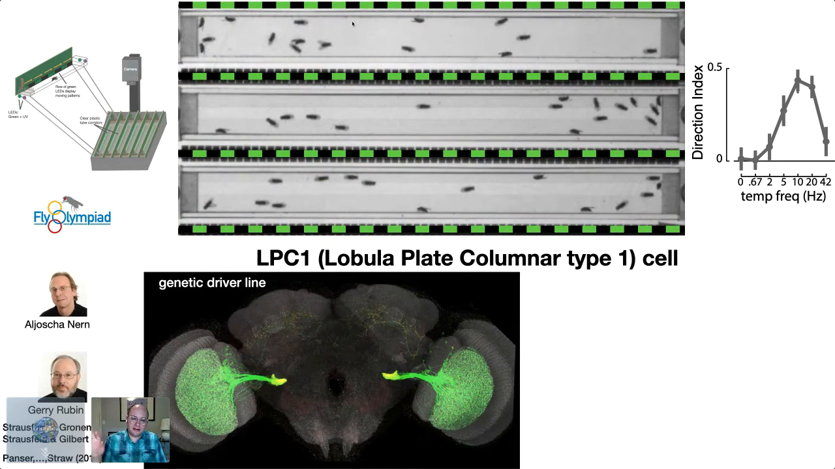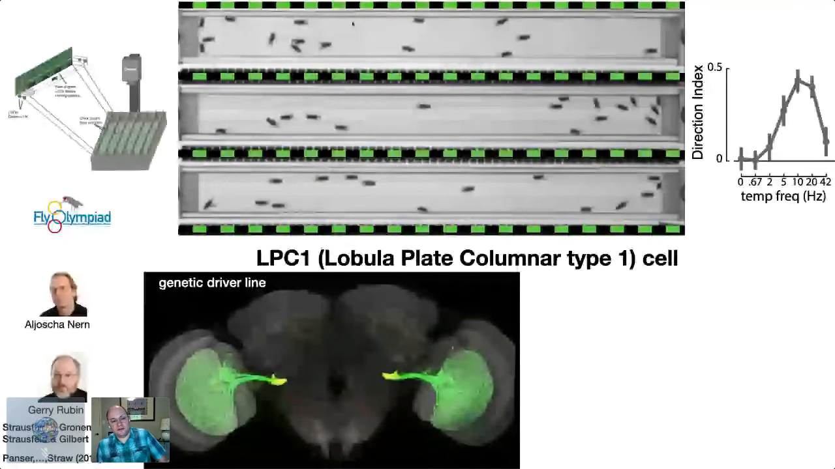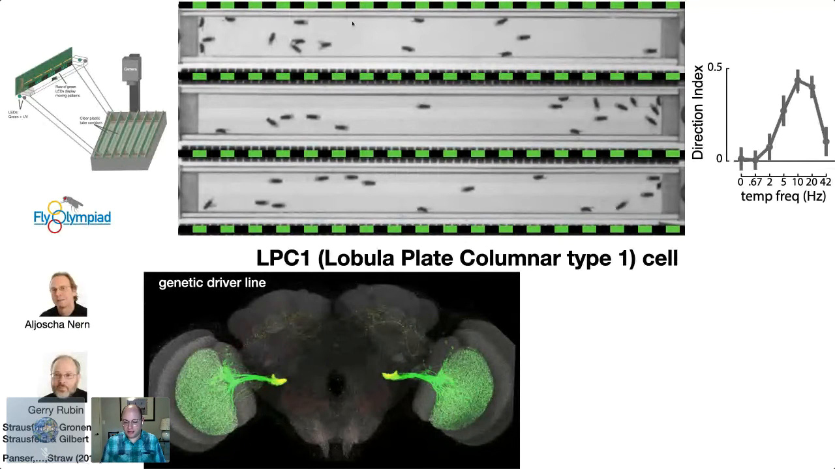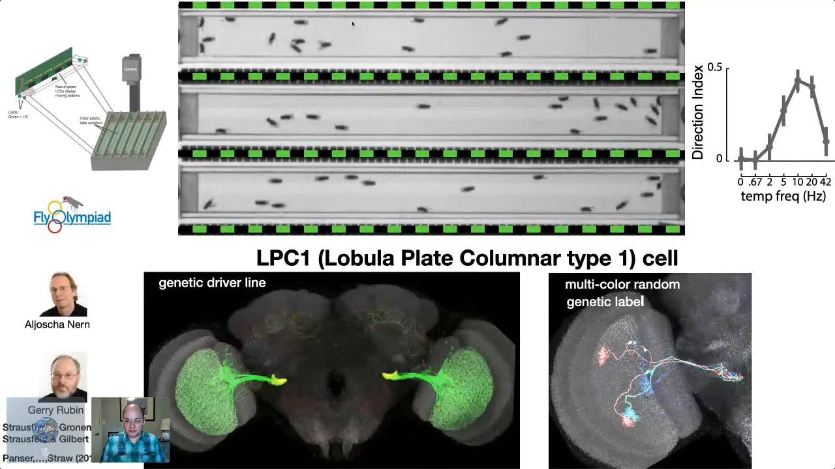And so I'm going to ignore all of that and just tell you that the most interesting cell we pulled out of the screen, there are about a dozen, but our favorite one is this projection neuron, which again, Alyosha helped us identify and develop a driver line for. That's the so-called LPC1, the lobular plate columnar type 1 cell. So this is a projection neuron from the lobular plate, the center of motion, into the central brain.